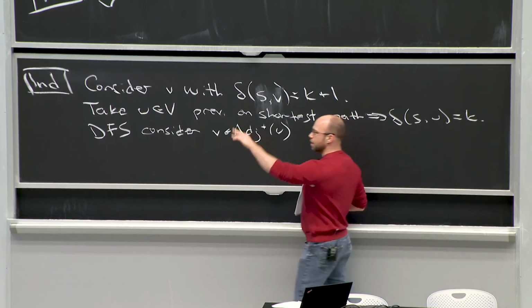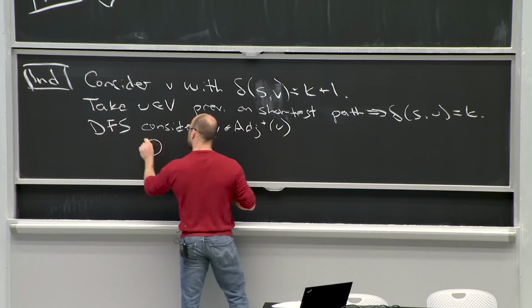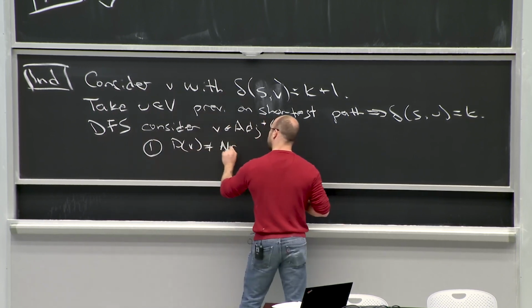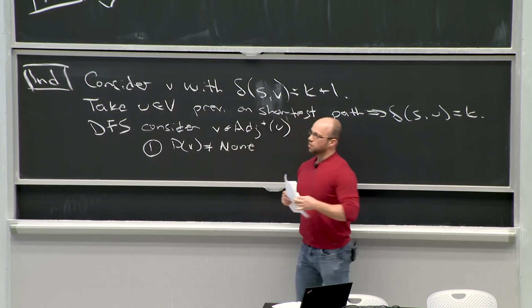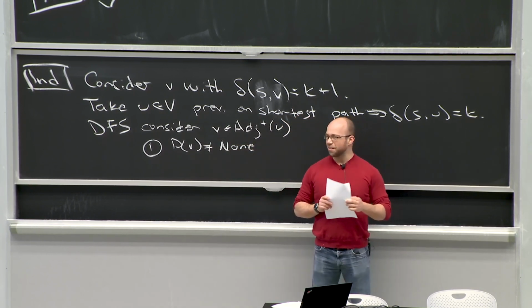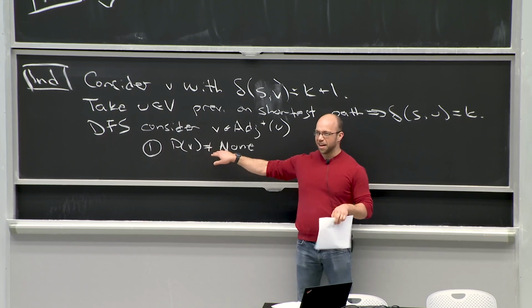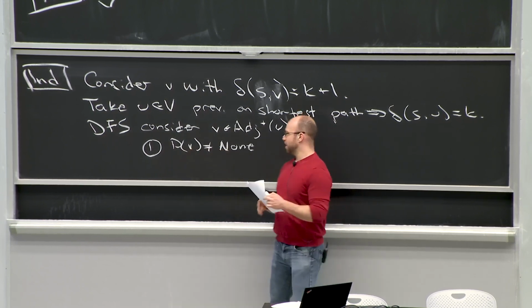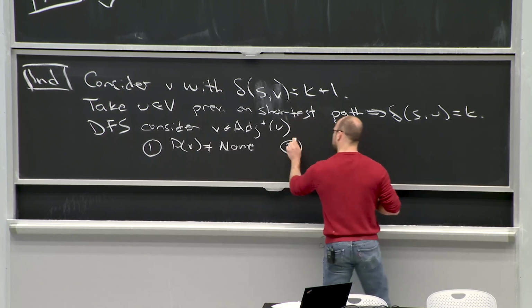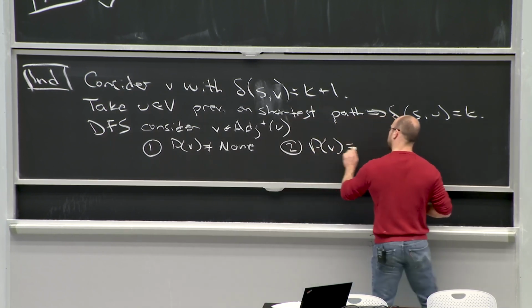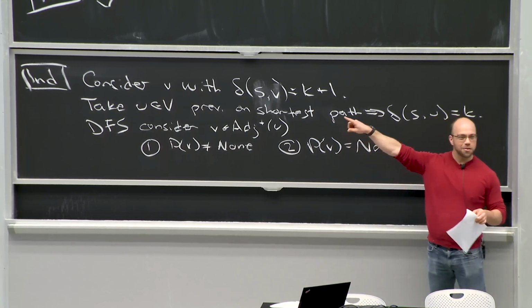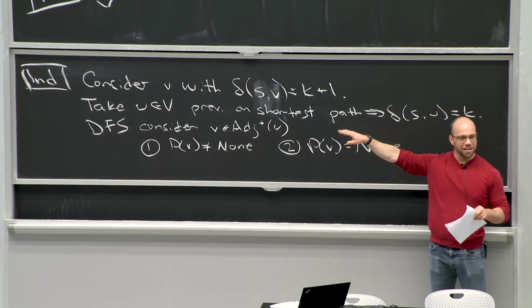So either when this happens, P of V does not equal none. Well, what does that mean? It means that we already found a suitable parent for V, and we're in good shape. Otherwise, P of V does equal none. Well, in this case, the very next line of code correctly sets the parent, and we're all set.